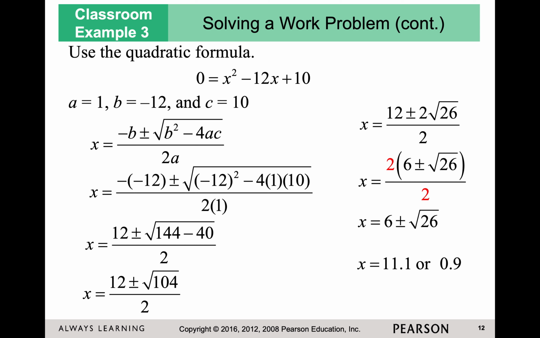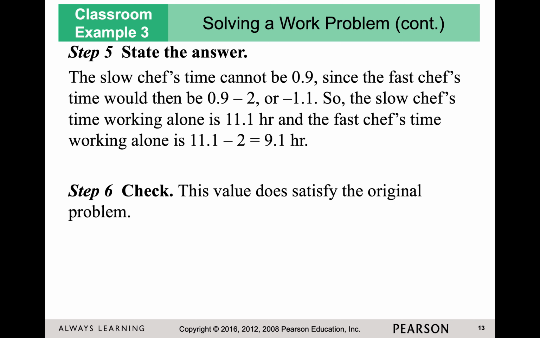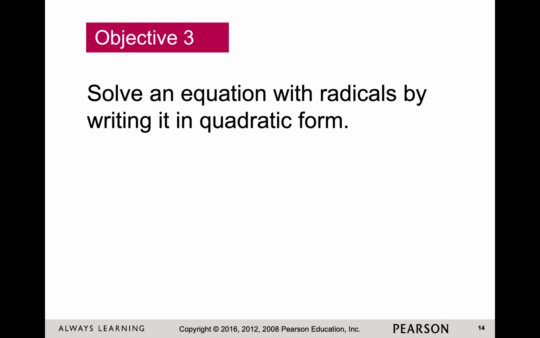Read very carefully in the lab and determine where they want you to round, and if they don't tell you to round, then you want to be sure you enter the entire radical. Then we're going to state our answer, and we can check it by checking our work.